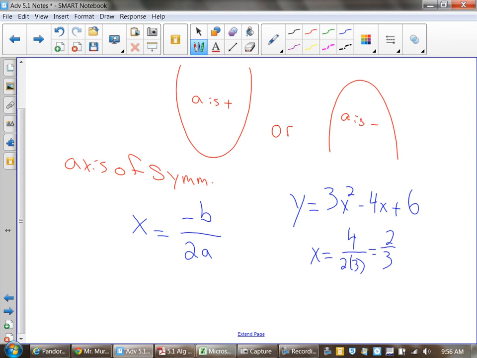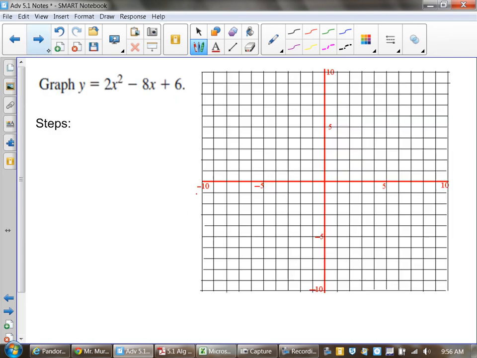So when you're graphing these style questions that deal with things in standard form, like I said, we'll use this as our example, standard form. The first thing is to get the axis of symmetry.